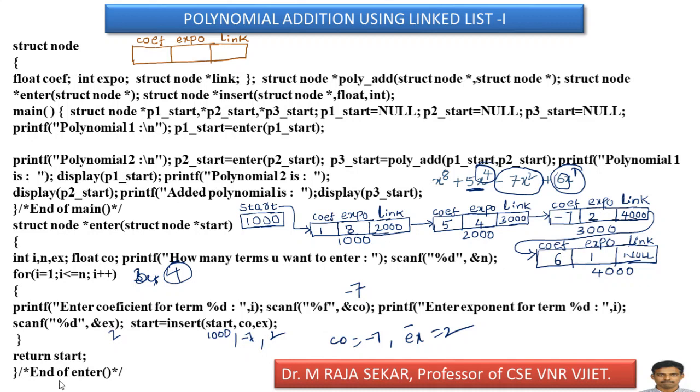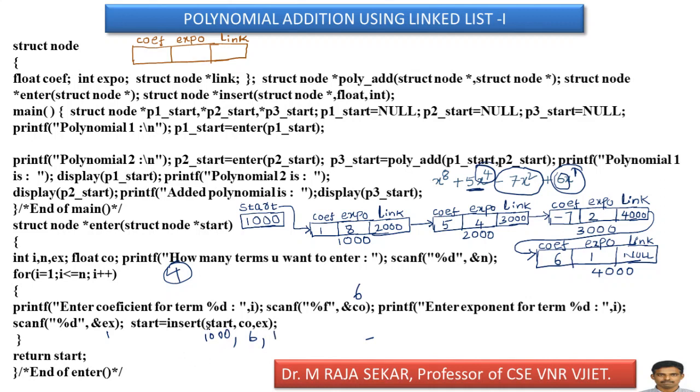Therefore, what can I write? Let me erase these things first. Let me erase this also. Yes. Now where are we? Just a minute. Let me choose pen. Now 6, 1. What is my coefficient? 6. What is my exponent? 1. This is 1000. What is CO value? CO value is 6. Exponent value is 1. Function call.